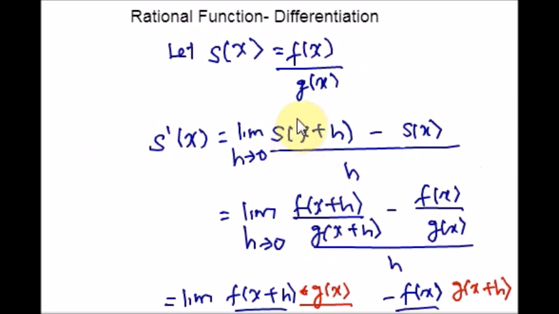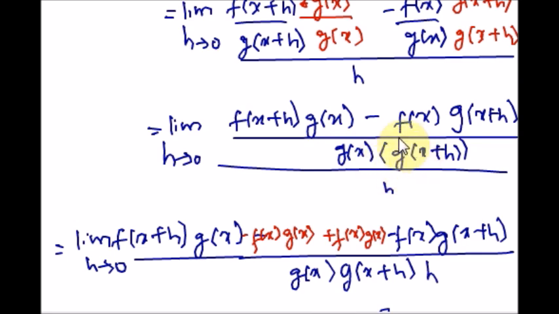We are just starting with the function s of x and this is the definition of the derivative. Here we are just applying the function for s of x and s of x plus h, and then we are just doing fractional subtraction and then taking the common denominator and doing fractional division. After the fractional division step, I'm just adding and subtracting the product f of x, g of x, so that we can group and take the limit within and give the required result. Hope you're clear with the proof.